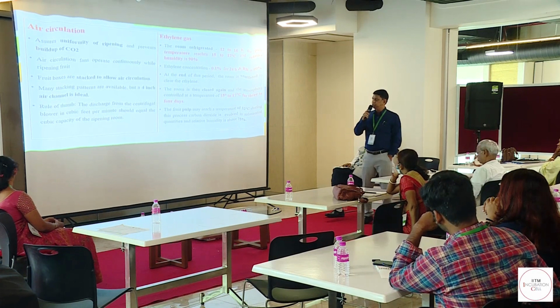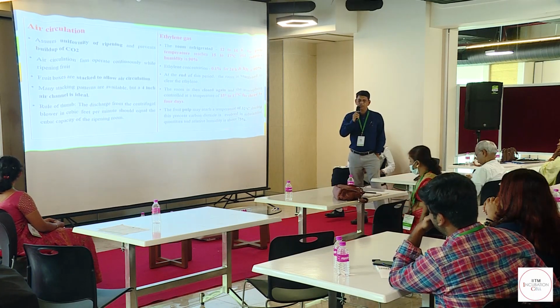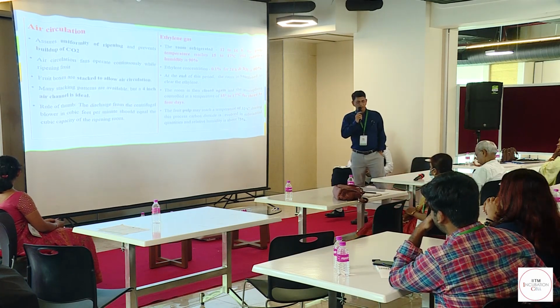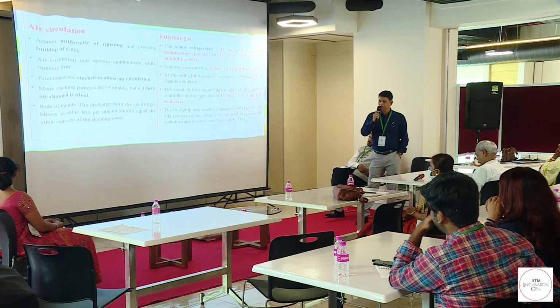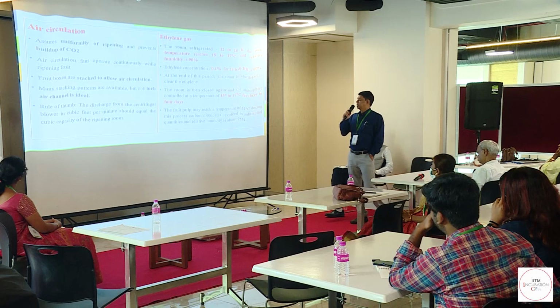The discharge from the centrifugal blower in cubic feet per minute should be equal to the cubic capacity of the ripening room. So that is the thumb rule. In order to have proper air circulation, we have to follow that thumb rule. And the next one is the ethylene gas.